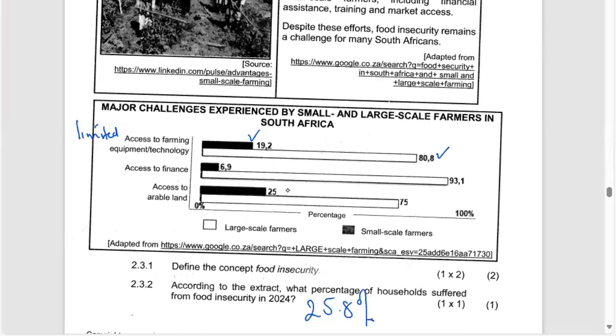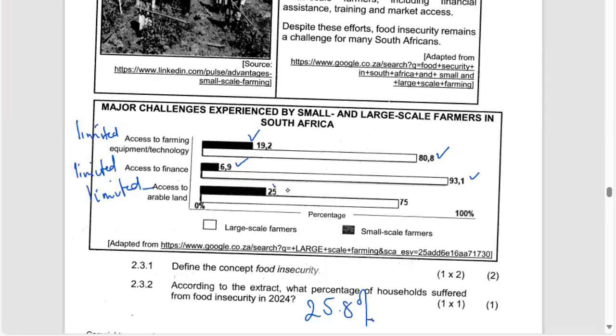Then also access to finance. Small-scale farmers have limited access to finance. They can only have an access of 6.9%, while large scale has an access of 93.1%. So it's also unjustified that only 6.9% of the small scale farmers can have access to finance, while it's 93.1% of large scale. And also arable land, they are also limited in their access to arable land.